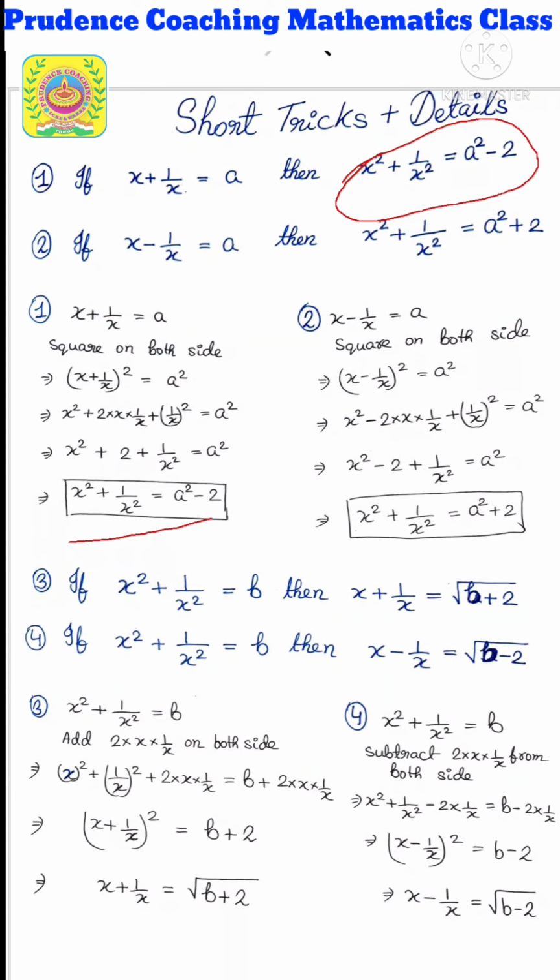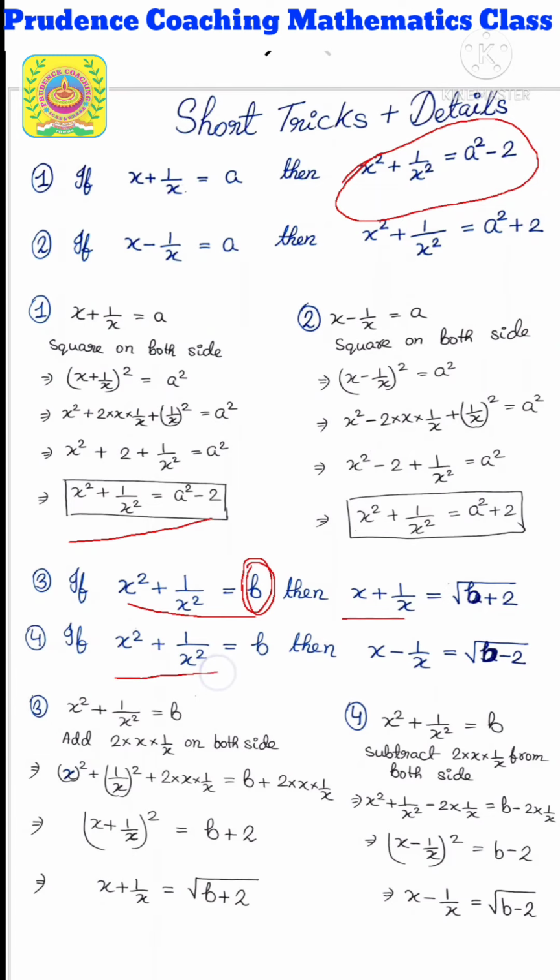Now the next one is, if x square plus 1 by x square equals b, here b can be any number, then if you are asked to find out the value of x plus 1 by x, then what you need to do is add plus 2 with this b, and after that find the square root. But how is it working? We will see using the traditional method. Before that, let us see number 4.